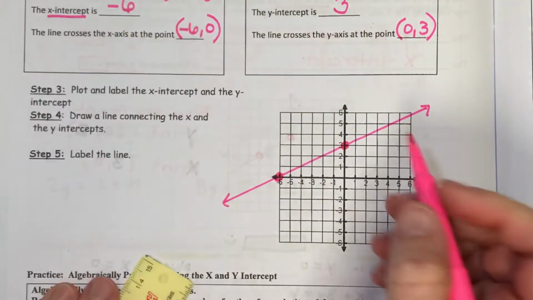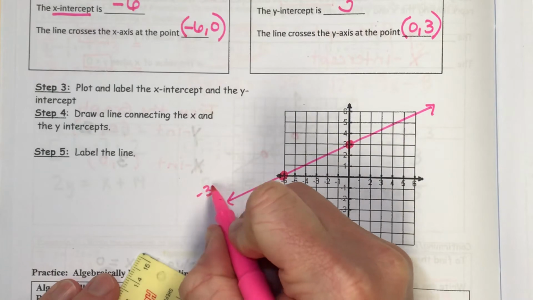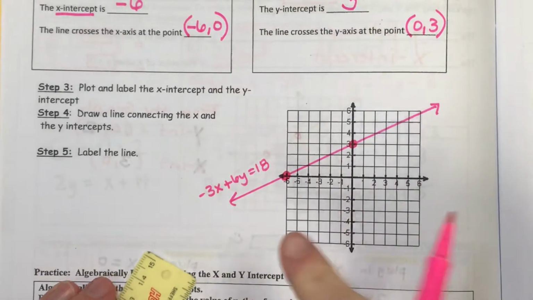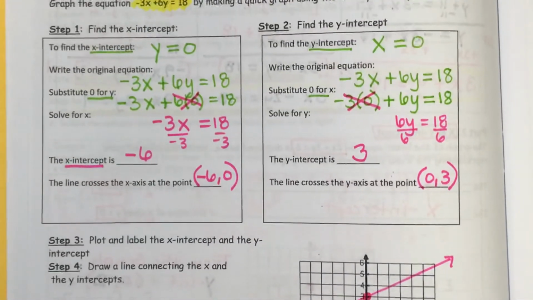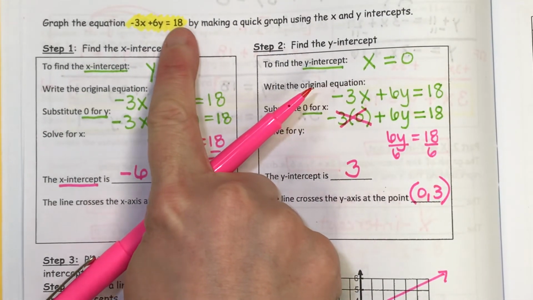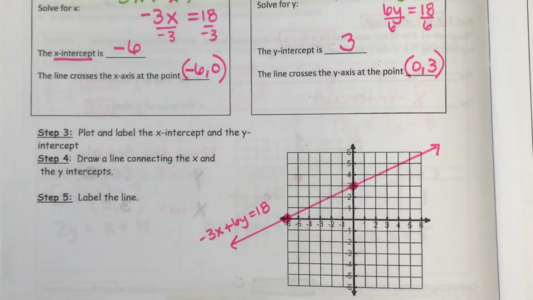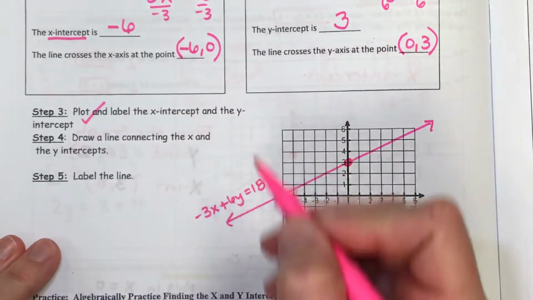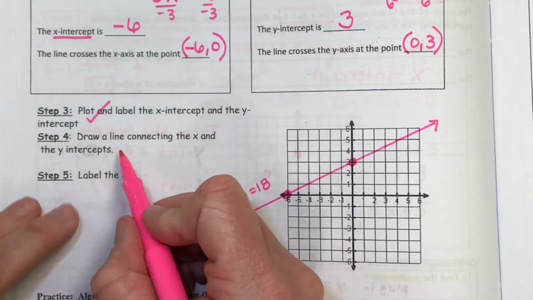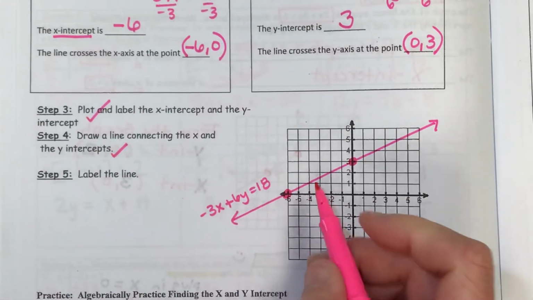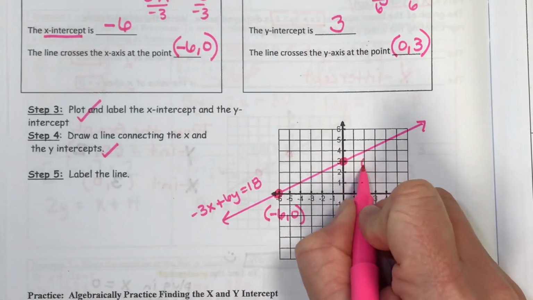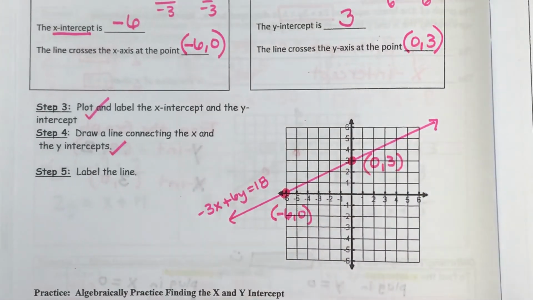And that is the standard form equation, negative 3x plus 6y equal to 18, graphed with intercepts, because that's what standard form is mostly used for, finding x and y intercepts. So we have plotted our 2 intercepts. That's taken care of. We have drawn our line, and we labeled our line. I guess I could write down the points, negative 6, 0, and 0, 3. Well done.